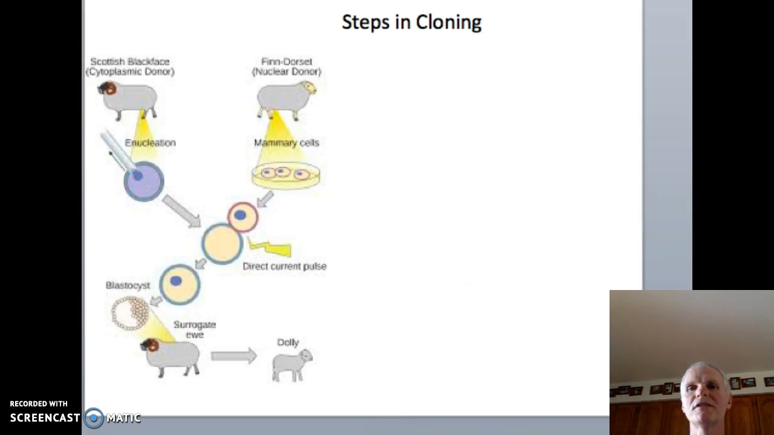This slide is showing you the steps in cloning. In this case, we're going to show how Dolly the sheep was cloned. They first have to get an egg from a sheep, and then they take the nucleus out. That is called enucleation, or an enucleated egg. So it does not have any genetic material in it.